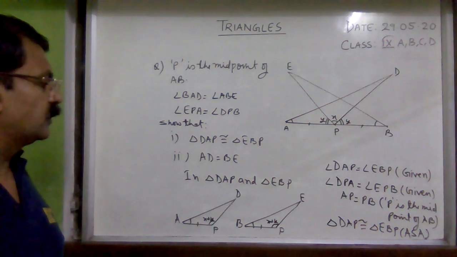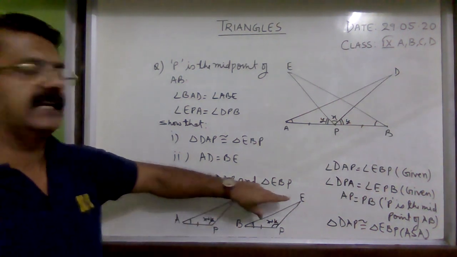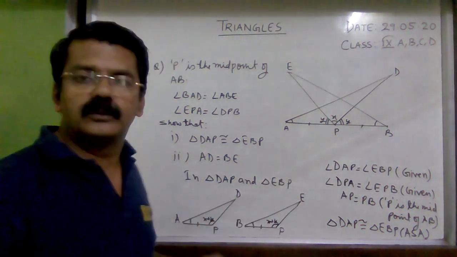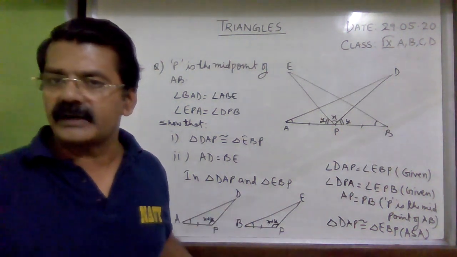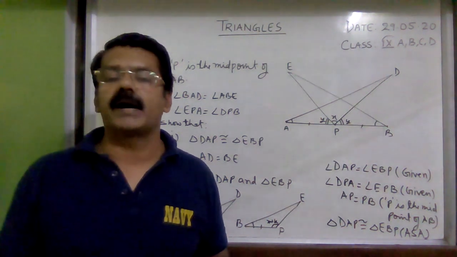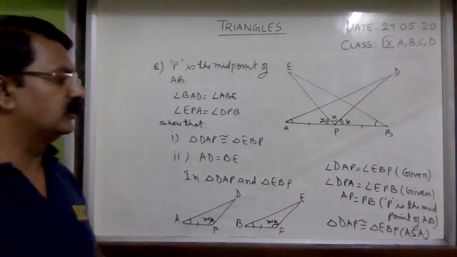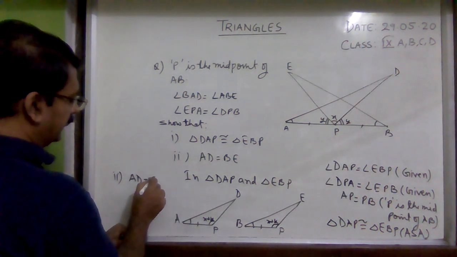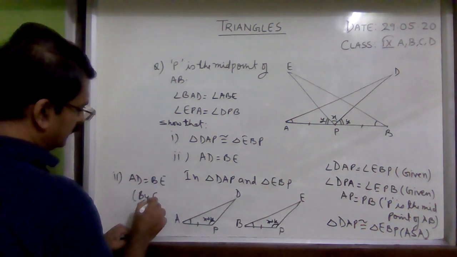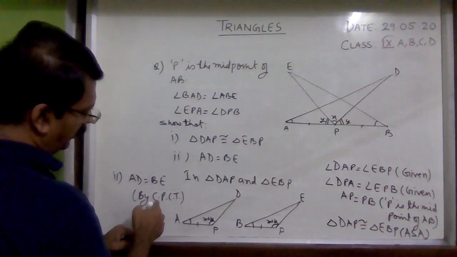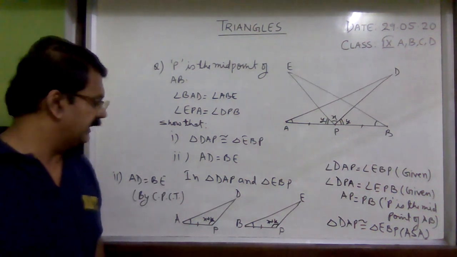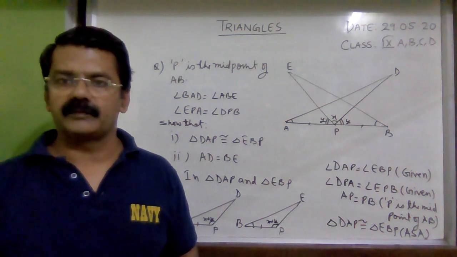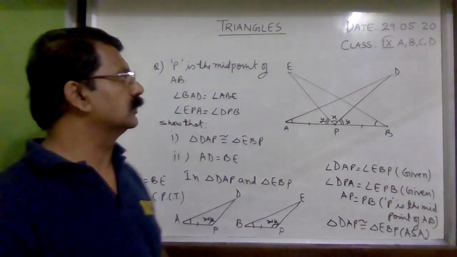And now, when it is proved that they are congruent, then by CPCT we can say that AD is equal to BE, because AD and BE are two corresponding sides of the two triangles. We have already proved that they are congruent triangles. So by CPCT, that is corresponding parts of congruent triangles, AD is equal to BE. The second part is also proved. Clear? Now I will tell you a couple of theorems, and I will give you the proof also.